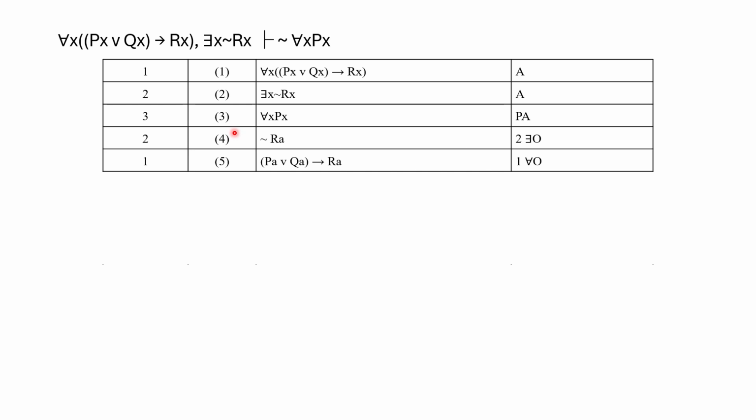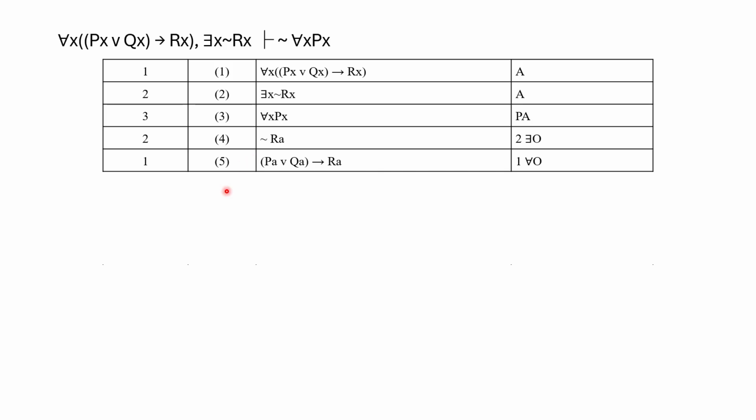So here I've got PA wedge QA arrow RA because I'm trying to build a contradiction. Hopefully you can see that that's going to be where my contradiction comes from. I've got a regular RA and I've got tilde RA, so I just need to try to build a contradiction in that way.